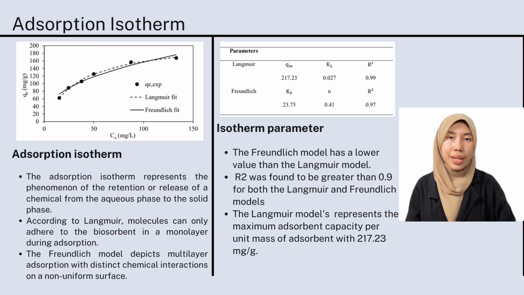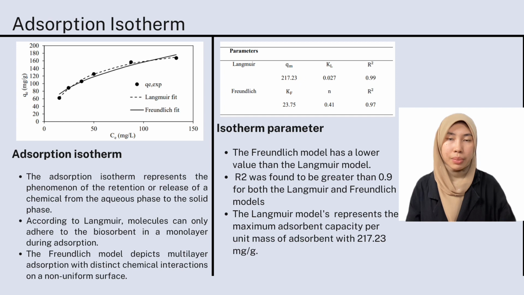Fifth is the adsorption isotherm. Adsorption isotherm represents the phenomenon of retention or release of a chemical from the aqueous phase to the solid phase. According to Langmuir, molecules can only adhere to the biosorbent in a monolayer during adsorption, while the Freundlich model depicts multilayer adsorption with distinct chemical interaction on a non-uniform surface.